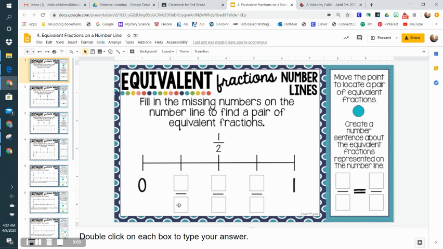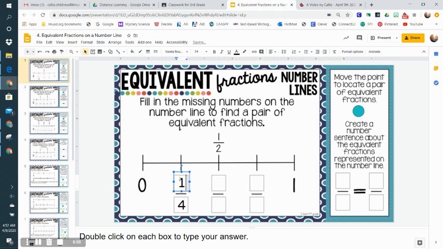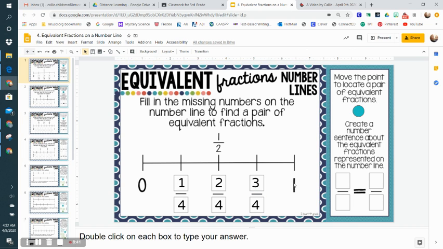So if this was 0, this would be a fourth, and it would be 1/4 because it's the first fourth. Here I would have my second piece, which would be 2 out of the 4. And then here I have my third piece, that would be 3 out of 4. And then right here, where this 1 is, that's where 4/4 would be, but we're just going to write it as a whole number. 4/4 is equivalent to 1.